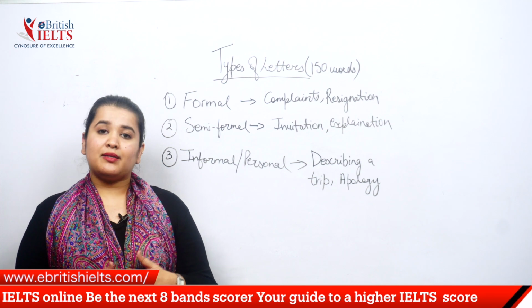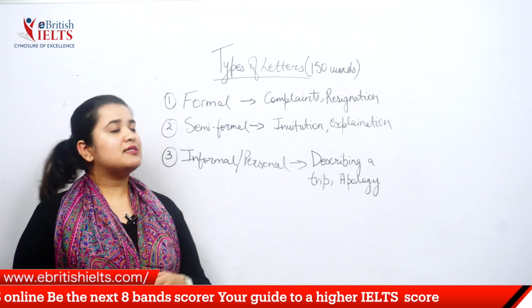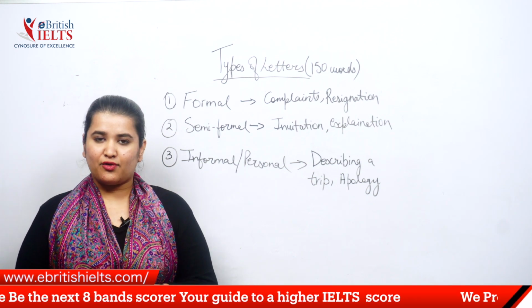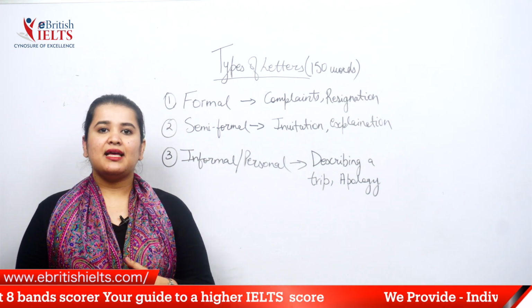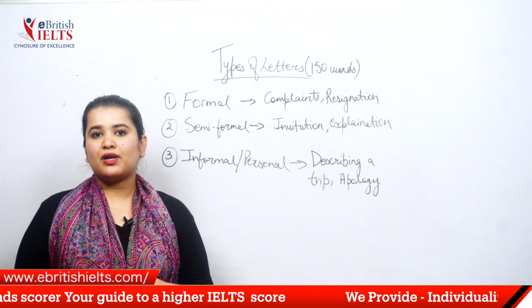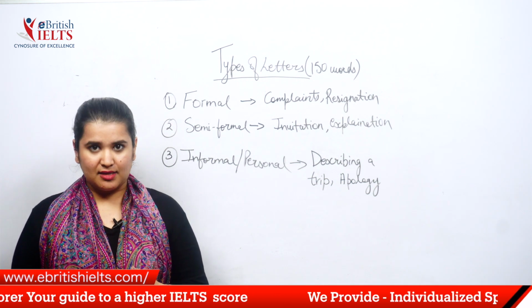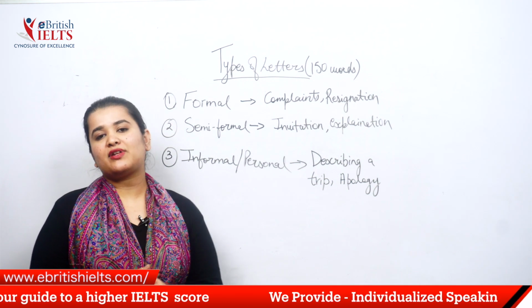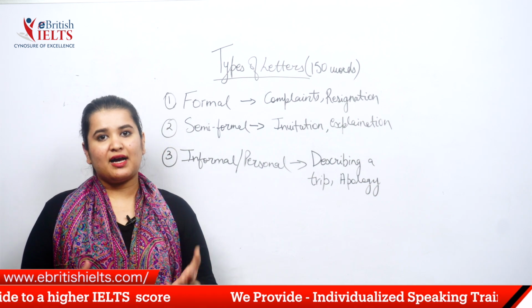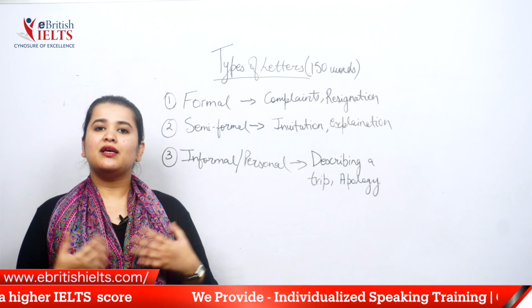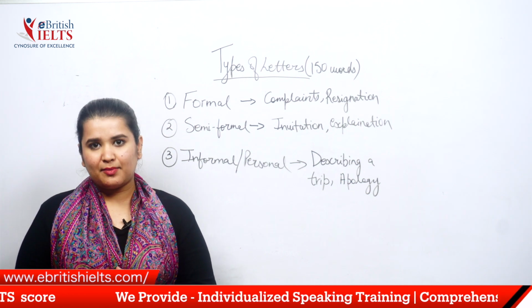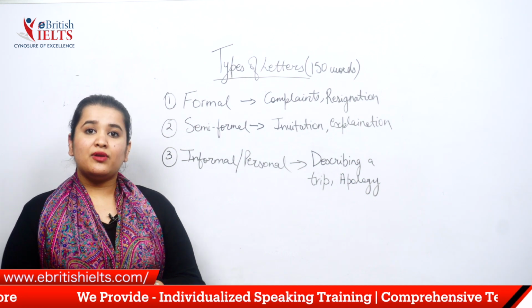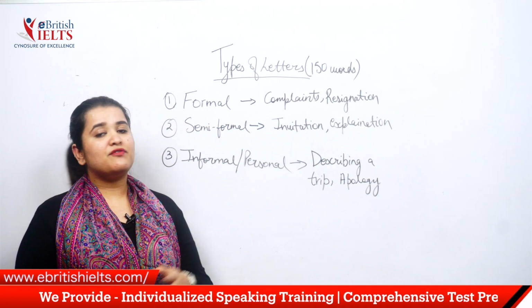So now remember that the letter, or the first task of your writing module, carries 3 out of 9 bands, and it is relatively easier to score a higher band as compared to the writing task 2. So getting a good hang of the writing task 1 will help you achieve a higher band score in the writing module, and also a higher overall band score.